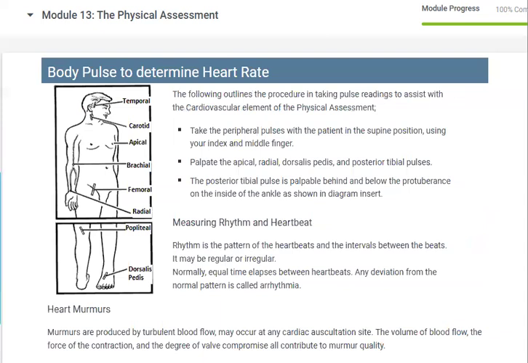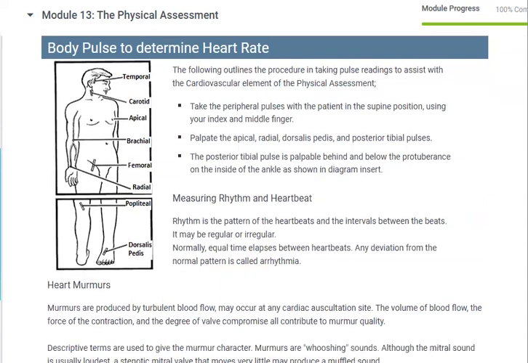Body pulse to determine heart rate. The following outlines the procedure in taking pulse readings to assist with the cardiovascular element of the physical assessment. Take the peripheral pulses with the patient in the supine position, using your index and middle finger. Palpate the apical, radial, dorsalis pedis, and posterior tibial pulses. The posterior tibial pulse is palpable behind and below the protuberance on the inside of the ankle as shown in the diagram insert.